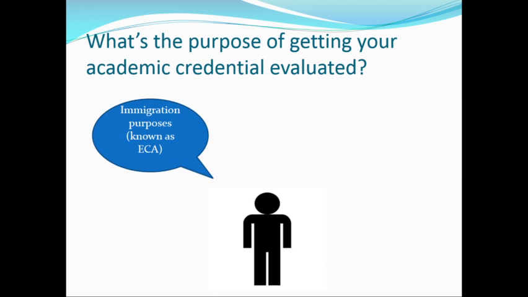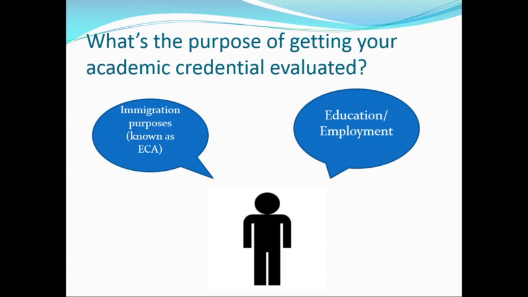The first question that you need to ask yourself is, why am I getting this document done? What's the purpose of getting your academic credential evaluated? Is it for immigration purposes, known as ECA, or education or employment? Generally, you may need to authenticate and evaluate your academic credentials for four purposes. 1. Employment. 2. Higher education, continuing education, and transfer credits. 3. Licensing with professional licensing bodies or boards. And 4. Immigration, work permits, or other types of visas.